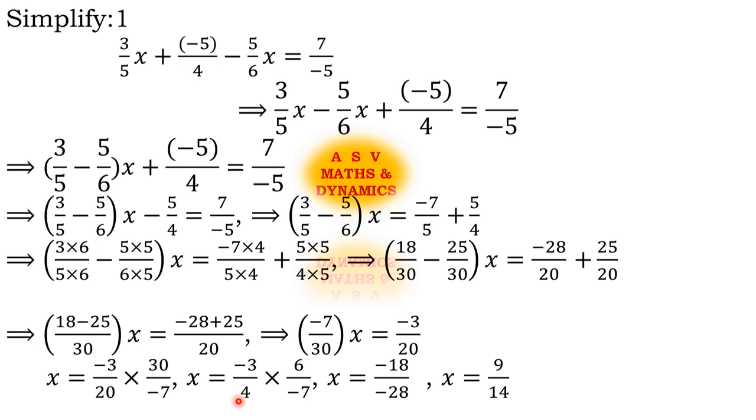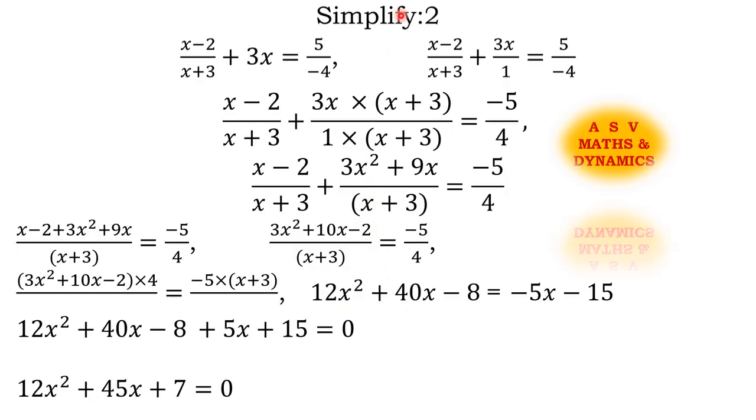So 4 5s are 20, 6 5s are 30. If you multiply, you will get negative 18 over negative 28. So the common multiplier is 2. So 9 over 14, the minus minus cancel. This is the problem. So the same thing, simplify.